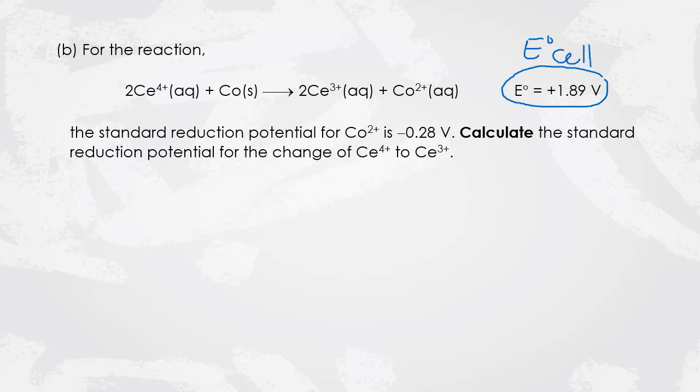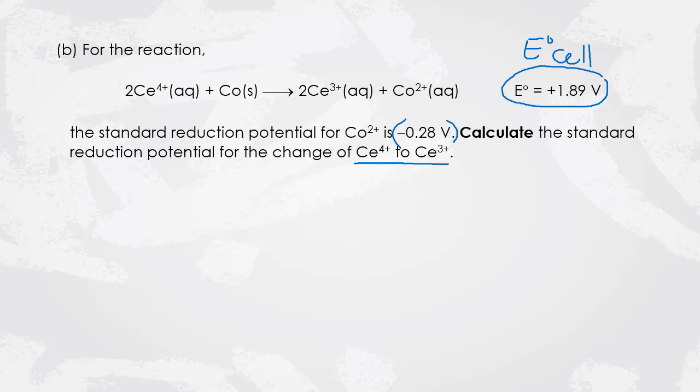And then for the question, they continue with the standard reduction potential for Co. This is only for Co, the individual half cell, which is negative 0.28 volts. So you have information regarding the E° cell and also the electrode potential of cobalt. Now you need to calculate the standard reduction potential for the change from Ce4+ to Ce3+. So you need to find the electrode potential of Ce.